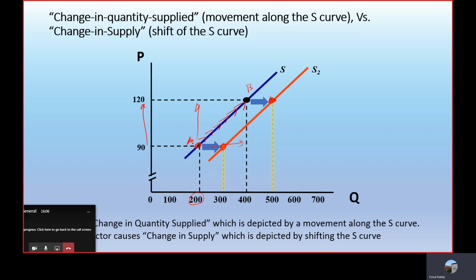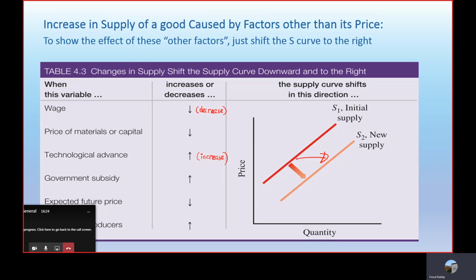So the logic is really similar to how the demand curve shifts, but it's just the opposite. In demand's case, at higher prices, buyers were buying less. In supply's case, at higher prices, sellers want to sell more. That's it. So now let's look at a list of possible non-price factors that can affect supply.